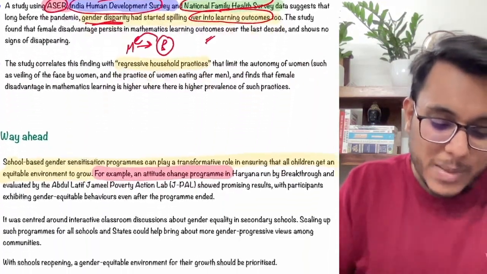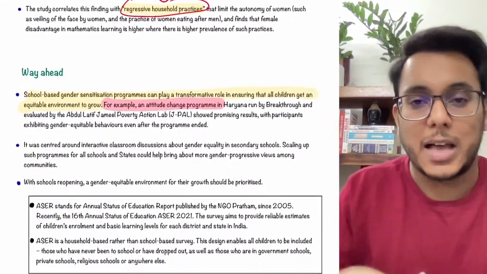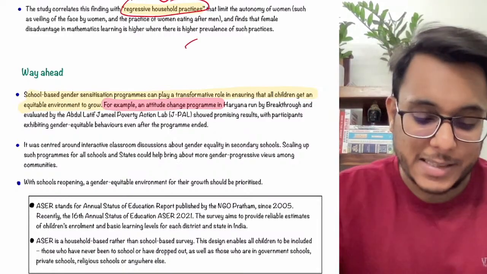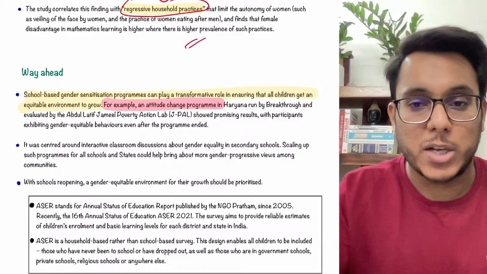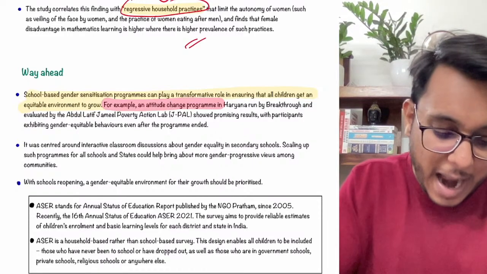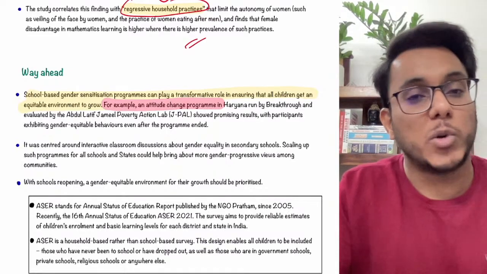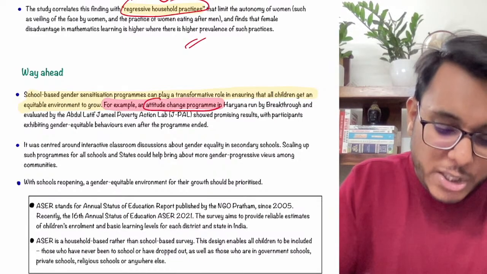Now, guys, basically, there are regressive household practices. In the households, the boys and the girls have been gendered. They are shown in a particular role, and this thing is spilling over onto them. So what is provided? It is provided that now in school education, we need to correct the attitudes of the children. We need to provide an equitable environment for both girls as well as boys to grow. We need to bring an attitude change program.